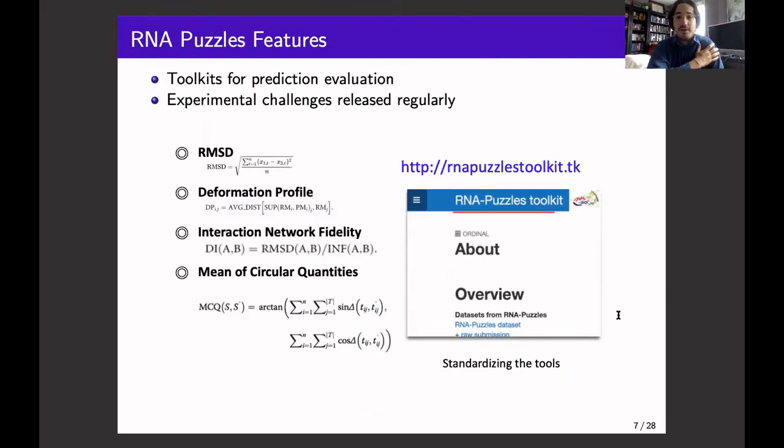What's nice is that the RNA Puzzles challenge also comes with some toolkits that you can use to evaluate in many different ways 3D structure predictions, and many challenges are released regularly. So if you're interested in participating, I encourage you to go to rnapuzzles.org or RNA Puzzles Toolkit to learn more about this. And I'm going to talk a little bit more about some connections between this and other types of structural challenges.